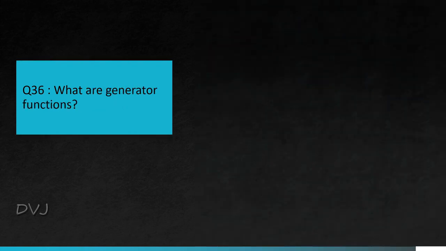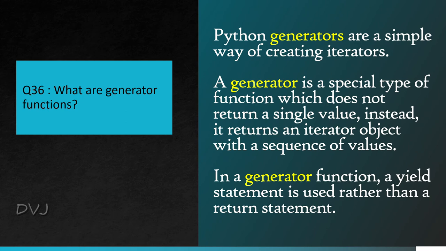Question number 36. What are generator functions? Python generators are a simple way of creating iterators. A generator is a special type of function which does not return a single value; instead, it returns an iterator object with a sequence of values. In a generator function, a yield statement is used rather than a return statement.